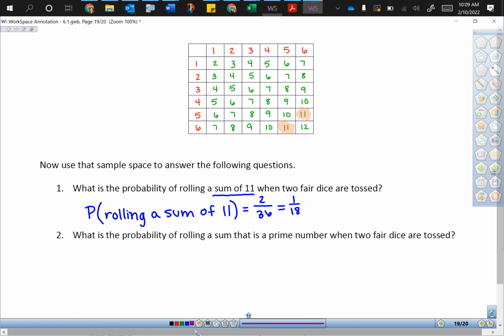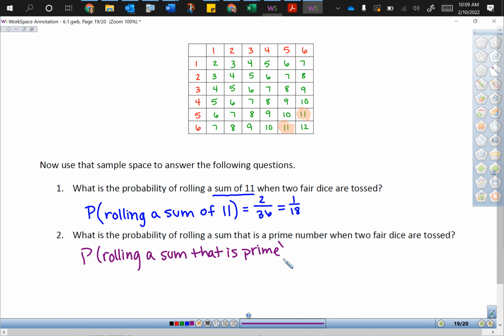Now the next one says, what is the probability of rolling a sum that is a prime number when 2 fair dice are tossed? So rolling a sum that is prime. So let's look at the prime options here. I'm going to highlight them in blue.